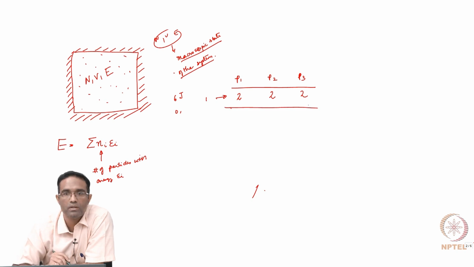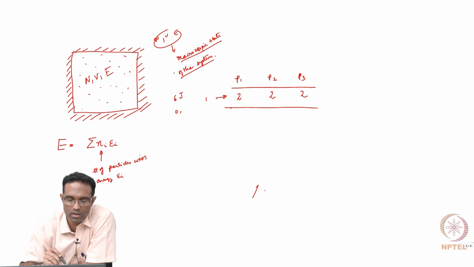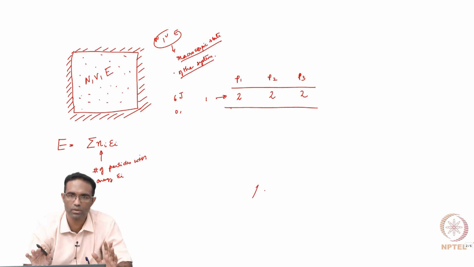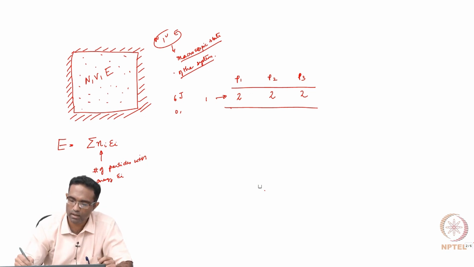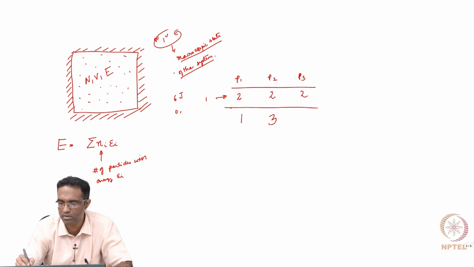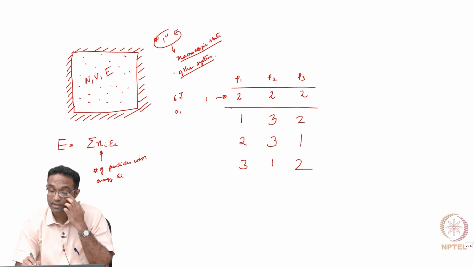Sir, in this example, are you considering the system only has kinetic energy, no interaction between particles? So the question is, in this example, am I looking at only kinetic energy? Now if I want to look at some other way by which this particular energy of 6 joules is reached, one other way is maybe 1, 3 and 2, 2, 3, 1, 3, 1, 2. Is there anything else?